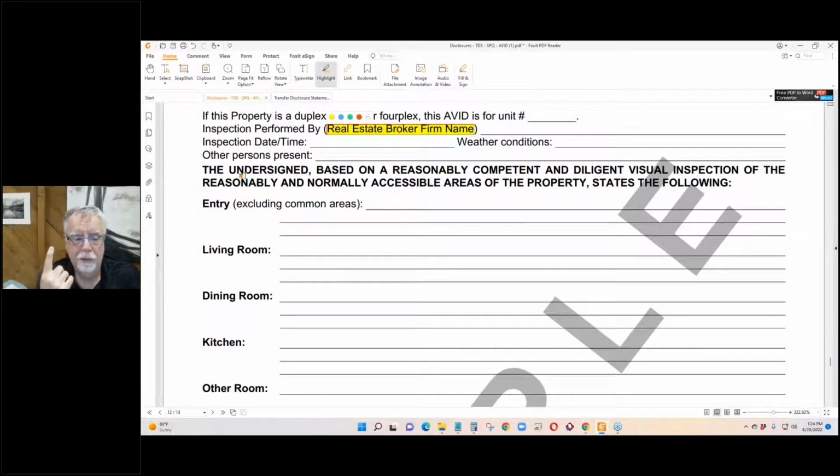One general comment is don't use adjectives. Adjectives like normal, small, large, right? So if we see wear and tear, we don't say normal wear and tear, we say wear and tear. If there's cracks in the entry, let's start with the entry.